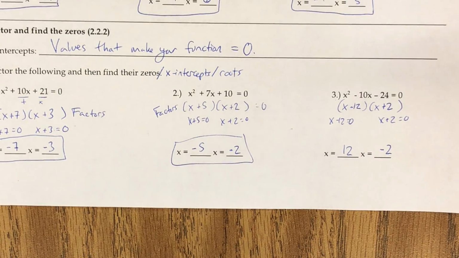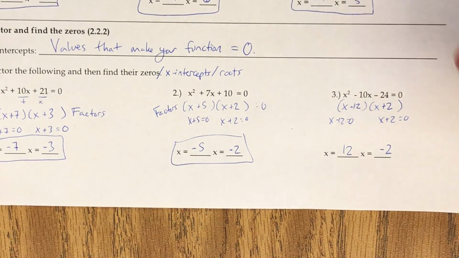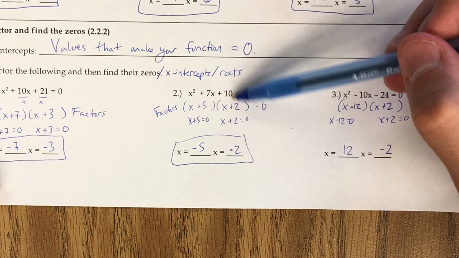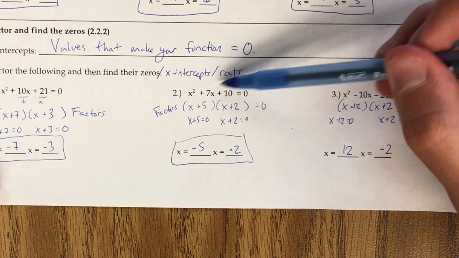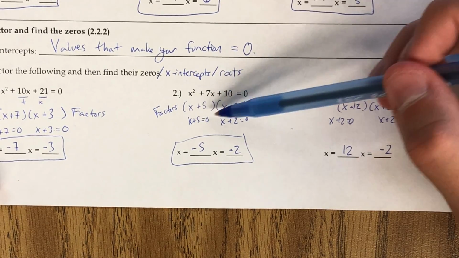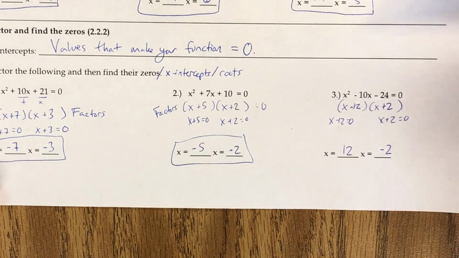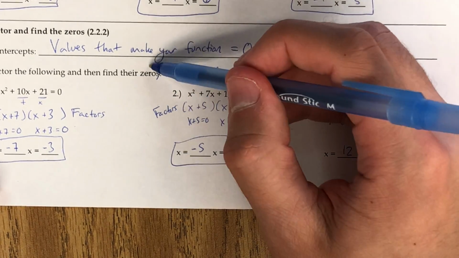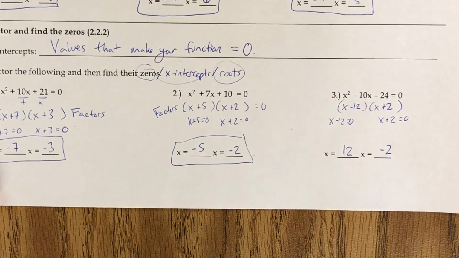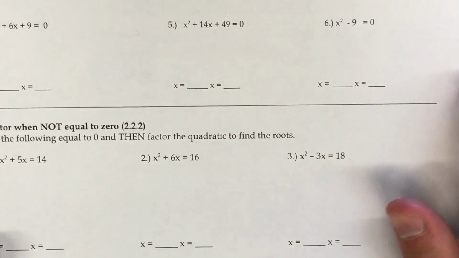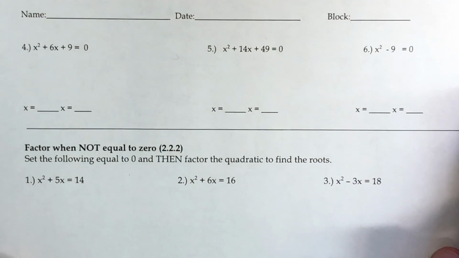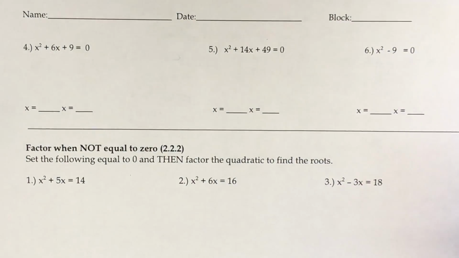So we're taking what we learned yesterday with factoring, and we're taking it a step further. So once you have your factors, once you've factored looking for things that multiply to c and add to b, you set each factor equal to 0 and solve for x. And those are your zeros or x-intercepts or roots. Okay. Let's continue with a few more here. So we'll do 3 more together, then I'm going to ask you to try a few on your own.